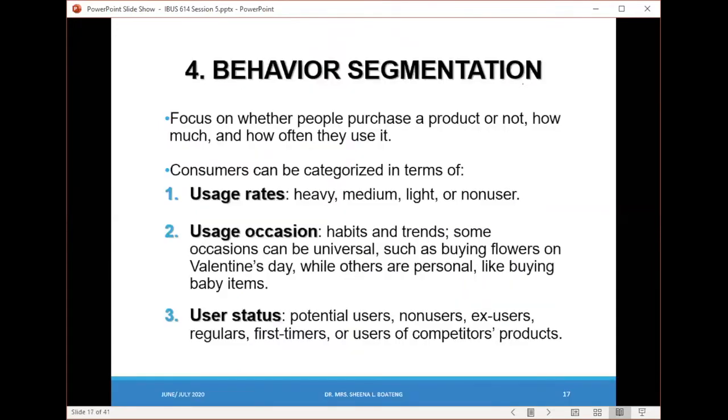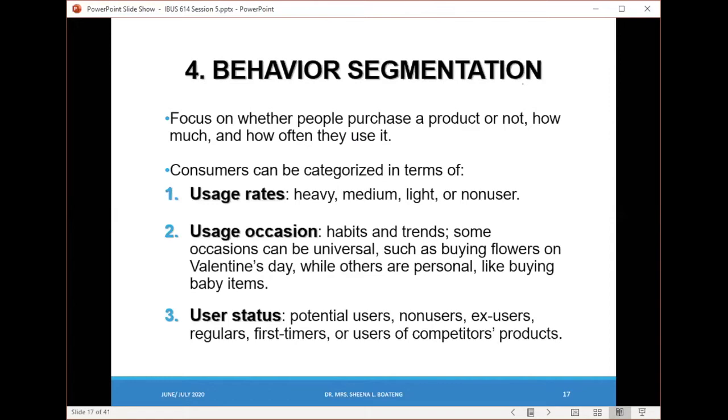Now we'll move on to the next segmentation criterion, which is behavior segmentation. And I think this one is more straightforward than the psychographic and age and income issues, or demographics as we call them. Because these ones focus on whether people purchase a product or not, how much of it they purchase, and then how often they use it.